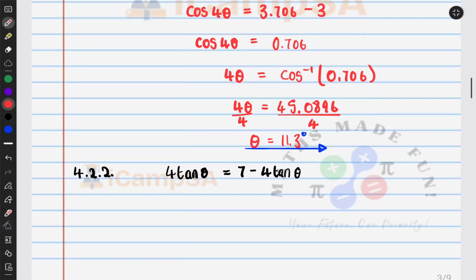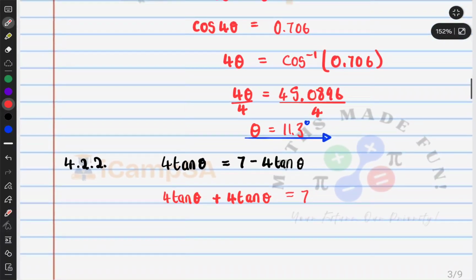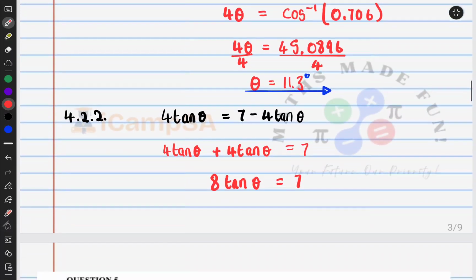In order to solve for this, they start by putting everything with tan theta on the same side. So we have 4 tan theta, take the other 4 tan theta to the other side, plus 4 tan theta is equal to 7. And remember that the trigonometric ratios can be treated as variables, so it means we can add and subtract them. So 4 tan theta plus 4 tan theta is actually 8 tan theta, which is equal to 7. Then we divide by 8 on both sides.